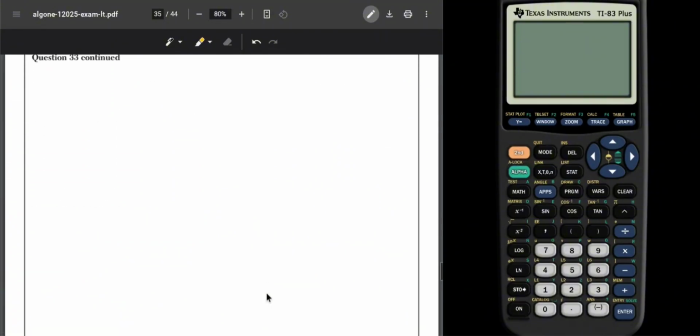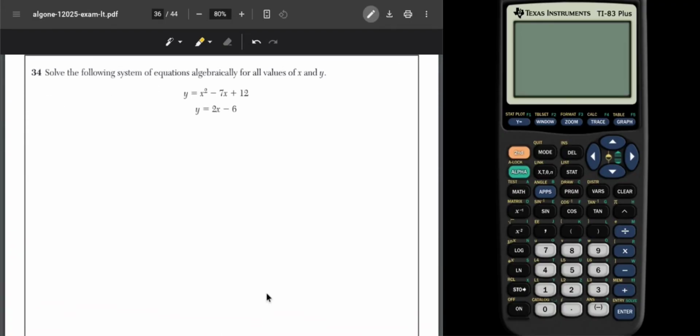Question 34 says, solve the following system of equations algebraically for all values of x and y. So here, when we previously solved our system of equations, both equations were linear. Now we're given a quadratic and a linear. So in order to solve for them, we're going to set them equal to each other. So they're both equal to y. So that means that both equations are equal to each other.